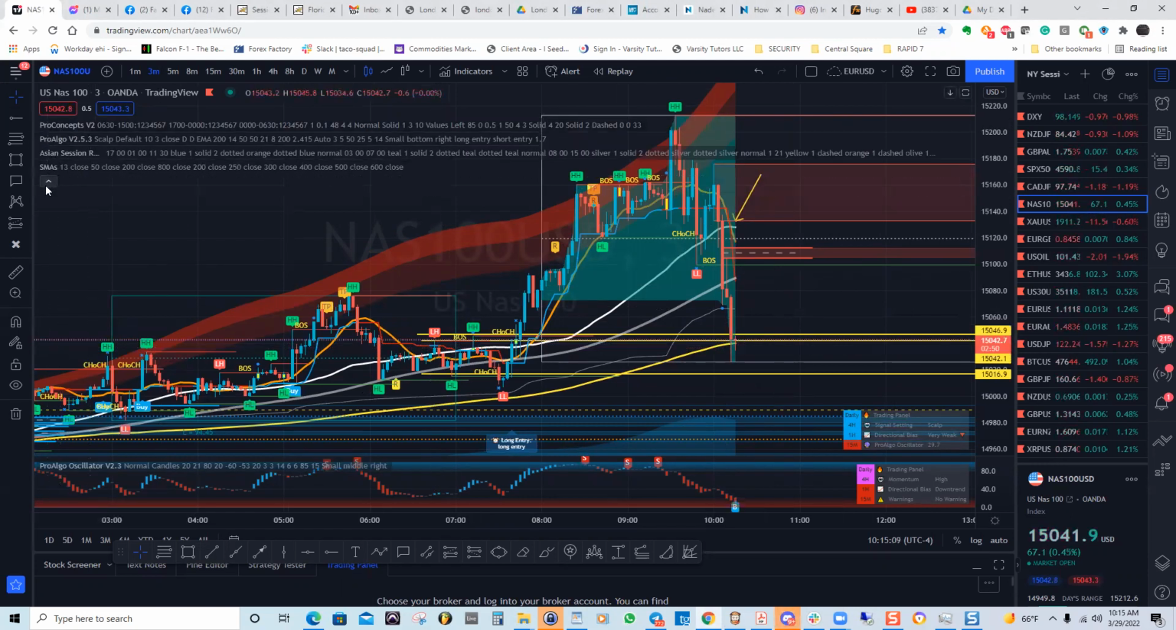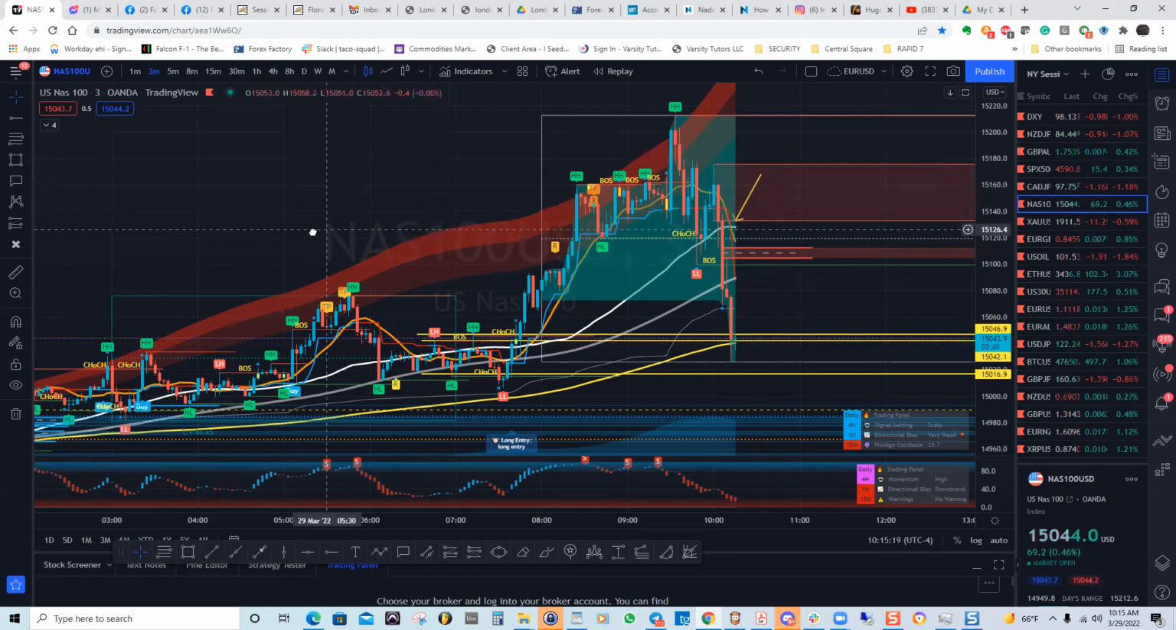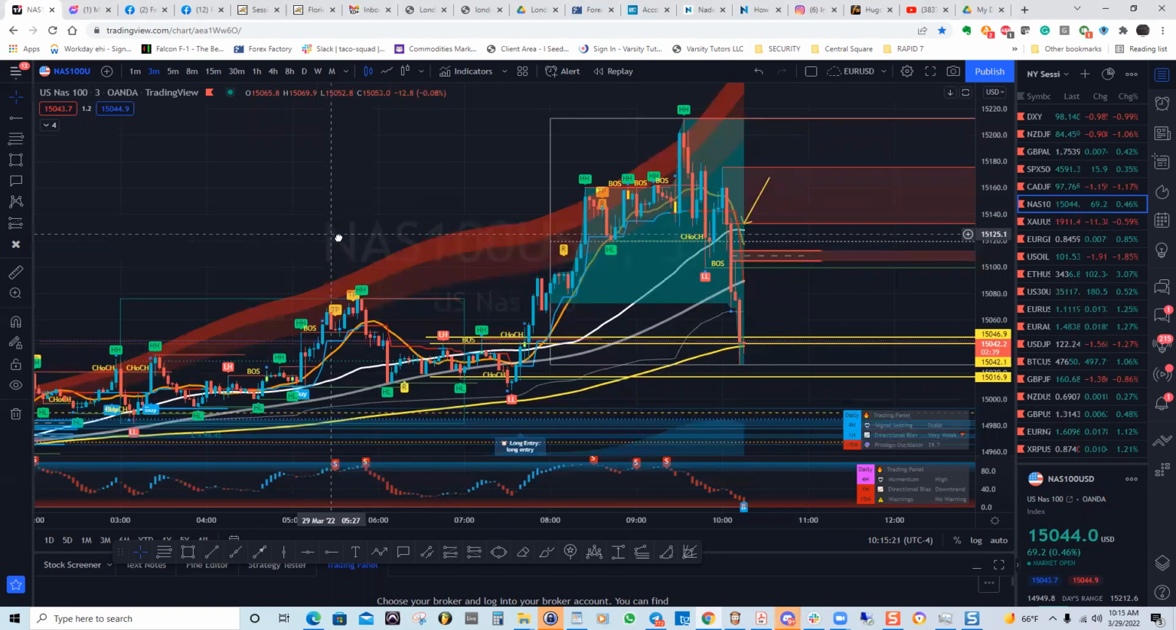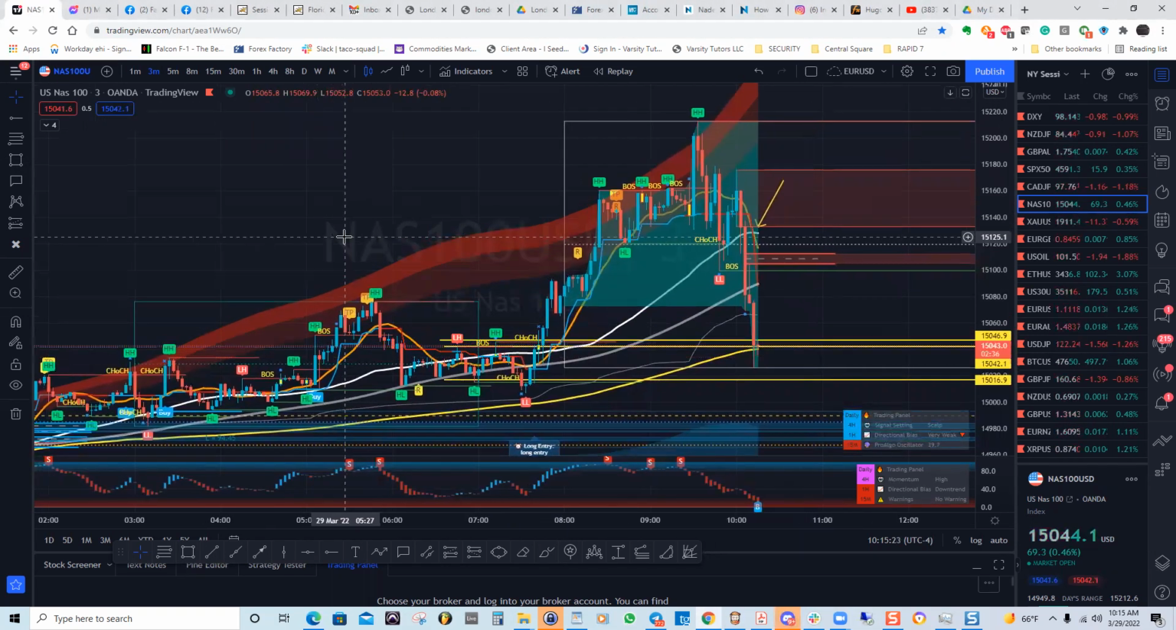On the Dyna Pro concepts, I'm also using some MAs, EMAs. I'm using the Pirago and the Asian session. So here I am live on NAS right now, and my orange is the 13, my white is the 50, and the yellow is a 200. I got the midline here, and this is the NOS right here.